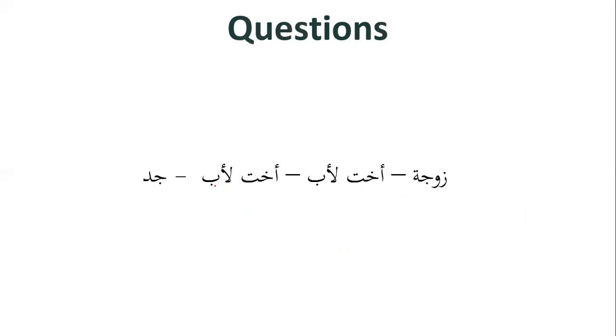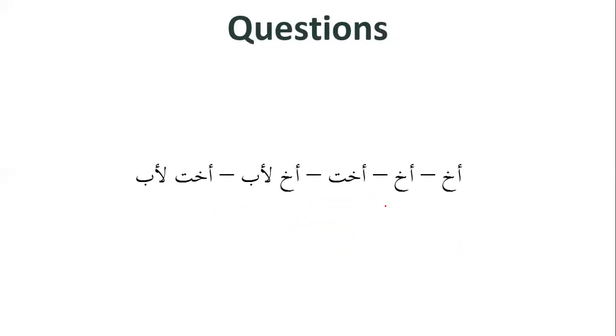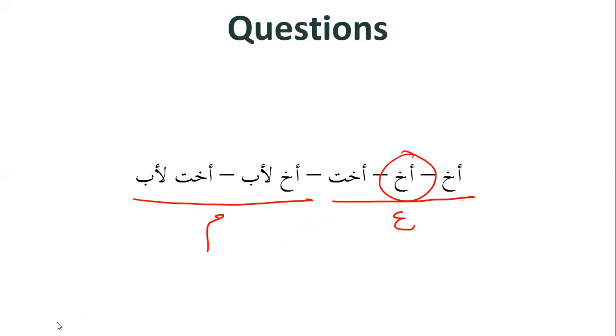Zawja, ukht li ab, jad. So the zawja would receive a quarter, the jad would be asaba. Come to condition number 7. Ab, jad, ibn are present, therefore they would be mahjub. Over here, akh, ukht will become asaba. Akh li abin, ukht li abin will become mahjub. So because the akh is present, the ukht li abin becomes mahjub.